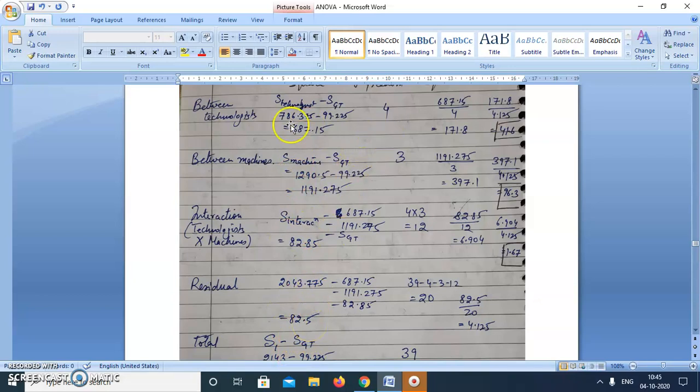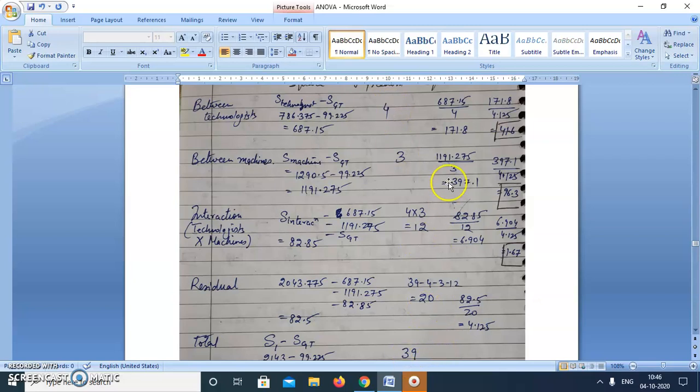Now these are the degrees of freedom. 5 technologists are there, so that is n-1, which is 4. 4 machines are there, this is 3. For interaction effect, we need to multiply these 2 degrees of freedom, that is technologist minus 1 into machine minus 1, which is 12 in this case, and total is 40. So this is 39, 40 minus 1. And now to get the degree of freedom for residual error, we need to subtract 12, 3 and 4 from 39. So we'll get this value 20.